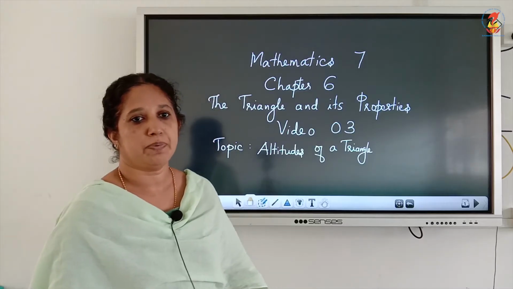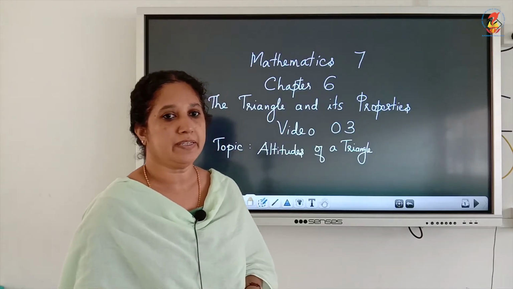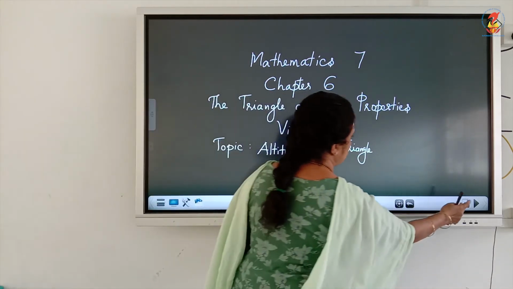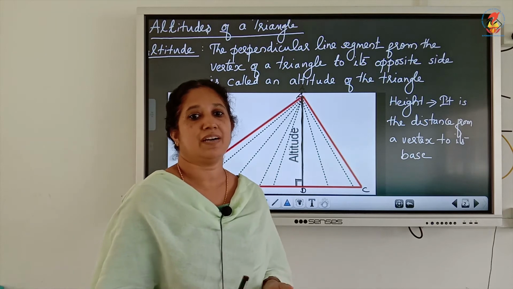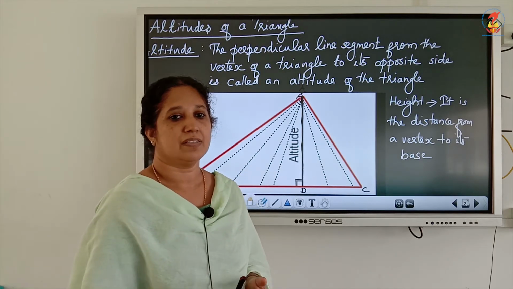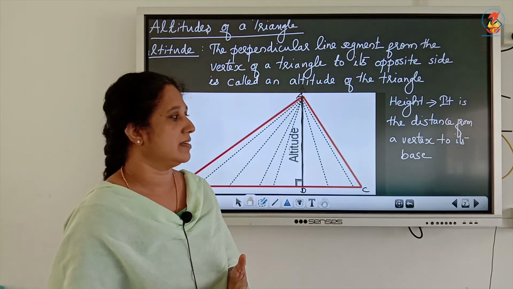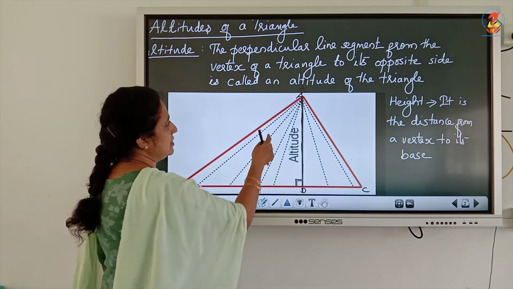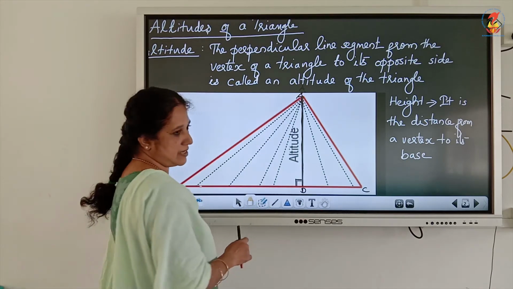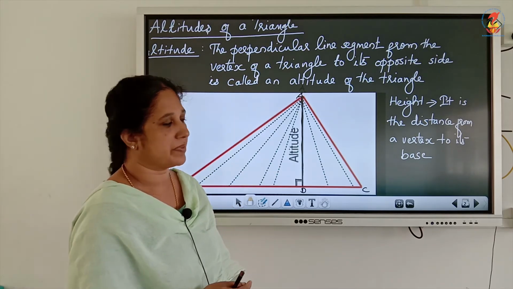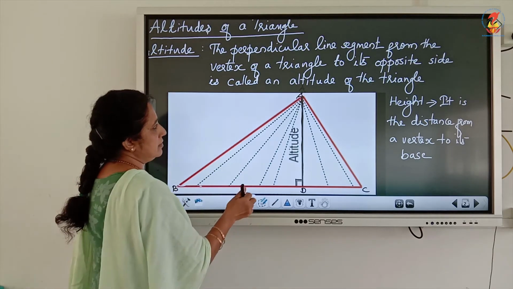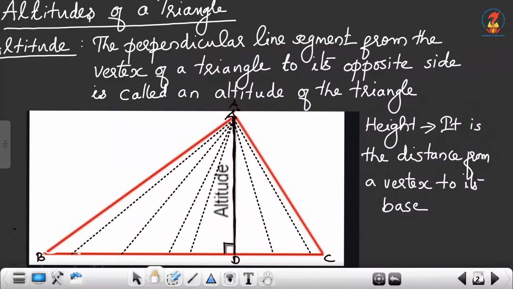Now the next topic is altitudes of a triangle. Altitude means the height of a triangle. Now consider the triangle ABC. What is the height of this triangle? Consider the vertex A.